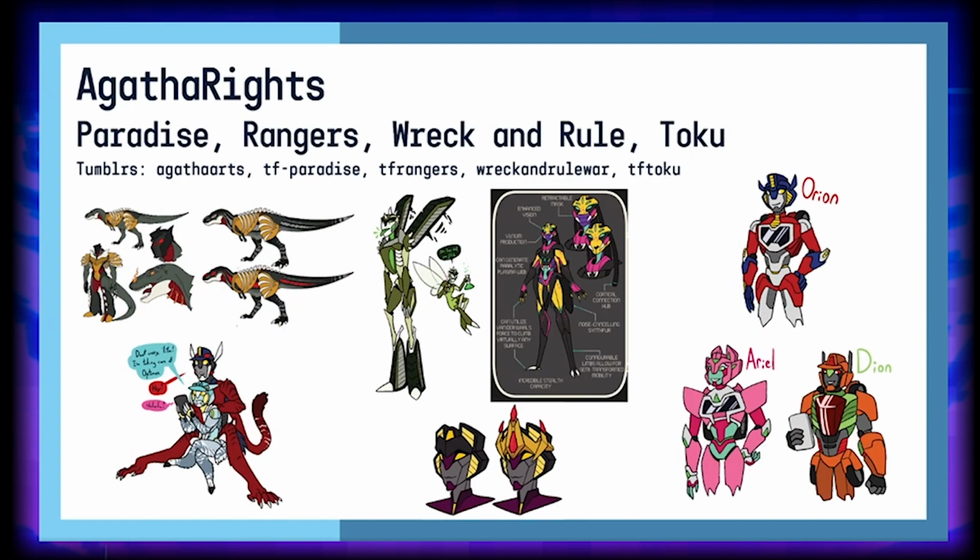Next up is Agatha, who has not one, but 4 distinct AUs. I don't know how she does it, but she's basically a random generator of cool ideas, and churns out so much fantastic art to boot. Paradise and Rangers are 2 distinct Beastformer AUs. Wreck and Rule, as you can probably guess, is focused on the Wreckers and the wild missions they're sent on. Toku is based off of tokusatsu media like Kamen Rider and Super Sentai.